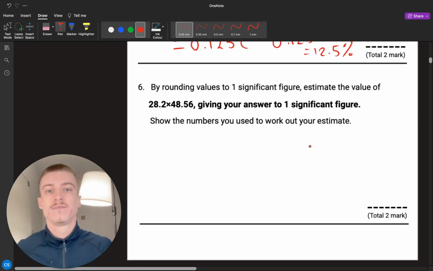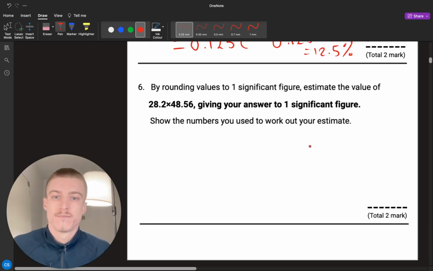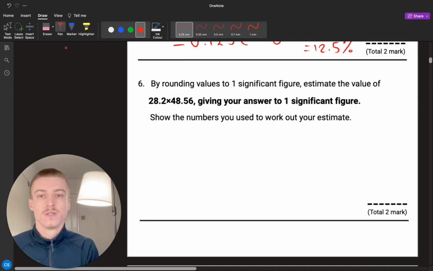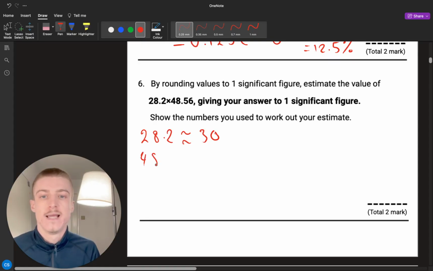Question 6. By rounding values to one significant figure, estimate the value of 28.2 times 48.56, giving your answer to one significant figure. Show the numbers you use to work out your estimate. Okay, so 28.2 to one significant figure is going to be 30. 48.56 to one significant figure is going to be 50.